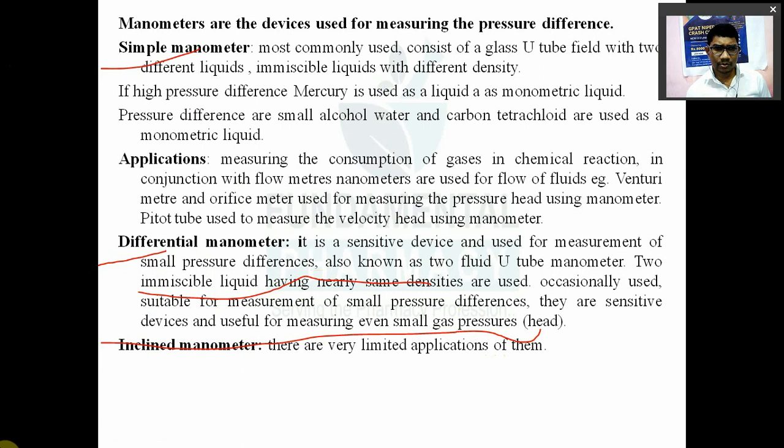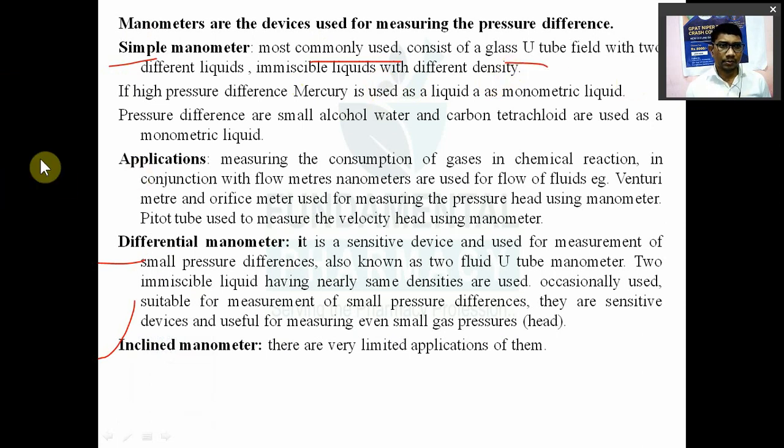Inclined manometers have very limited application and are not discussed here. You only have to remember that there are three types of manometer: simple manometer, differential manometer, and inclined manometer. Simple manometers are the most commonly used, for example the U-tube manometer.